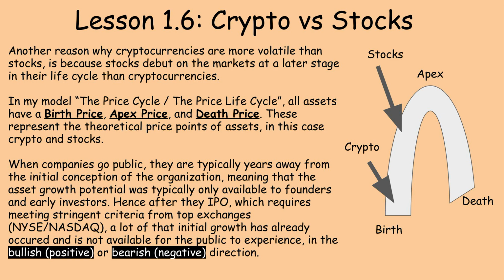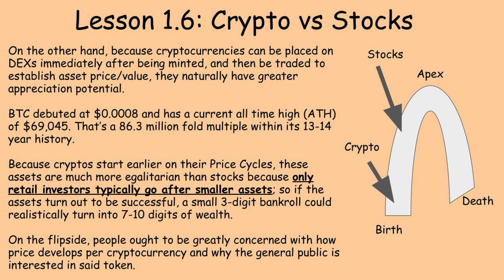So on the other hand, because cryptocurrencies can be placed on DEXs, or decentralized exchanges, immediately after being minted, they're also able to be traded immediately after that to establish asset price and value. They naturally have greater appreciation potential. So if you just look at this image, you can naturally tell that the greatest potential for growth is obviously going to be on the bottom.